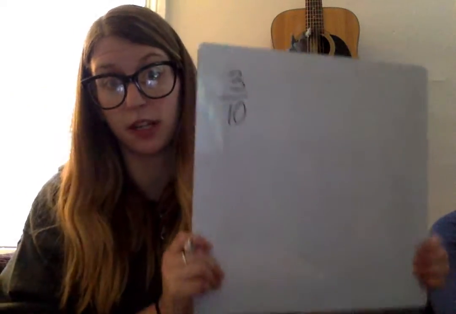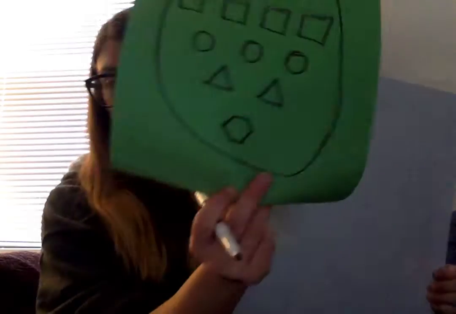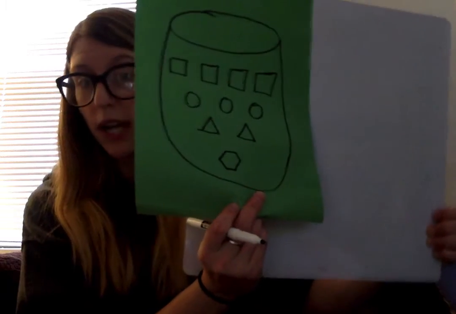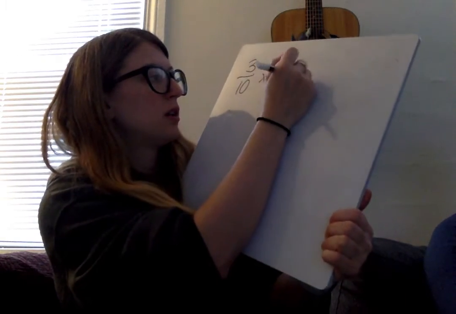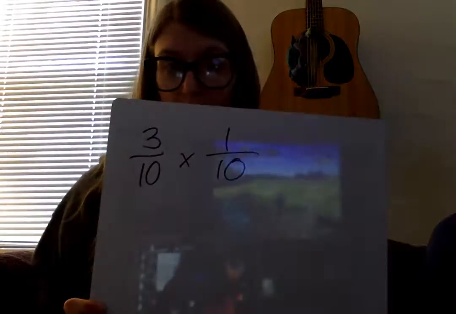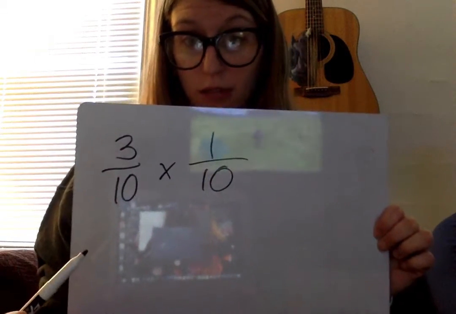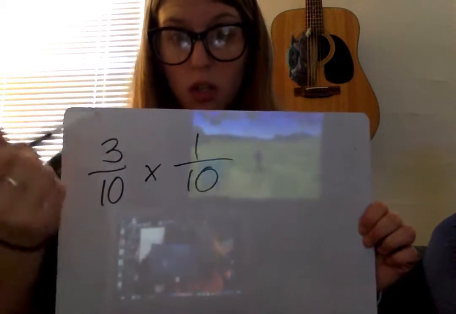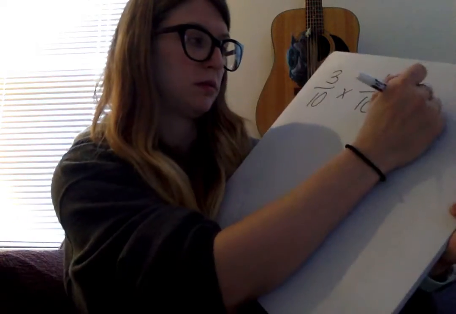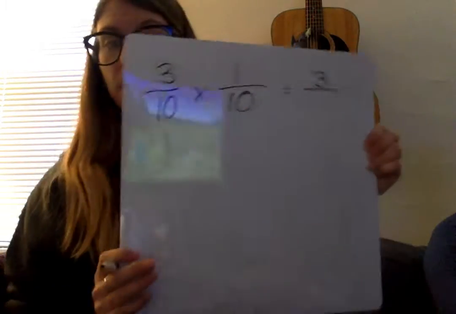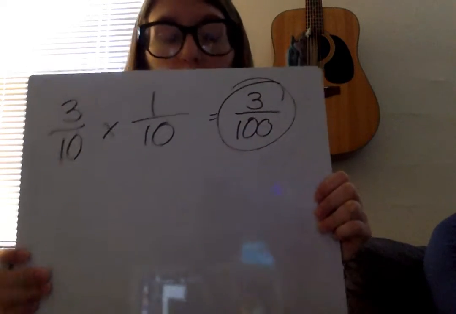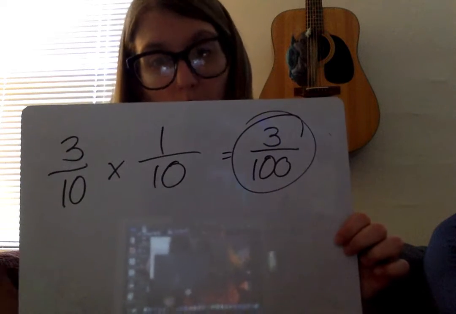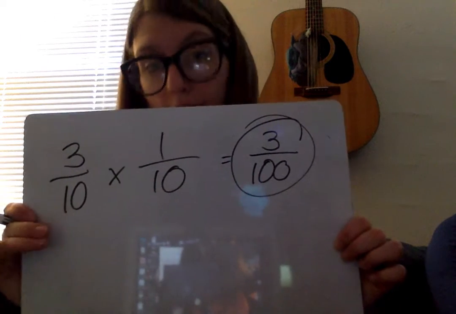This is an independent event. And then I want a hexagon. There's 1 hexagon, so it would be 1 out of 10. I don't need to simplify anything. So I'm going to do 3 times 1 is 3, and 10 times 10 is 100. And I have a 3 out of 100 chance of getting a circle, replacing, then getting a hexagon.